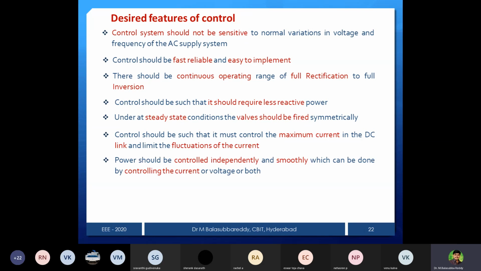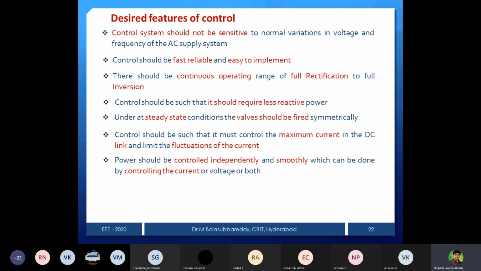So current fluctuations have to be limited. Power should be controlled independently and smoothly, which can be done by controlling the current or voltage or both. Why these features are required, after this class we need to see the combined characteristics of rectifier and inverter. So these are the desired features required.